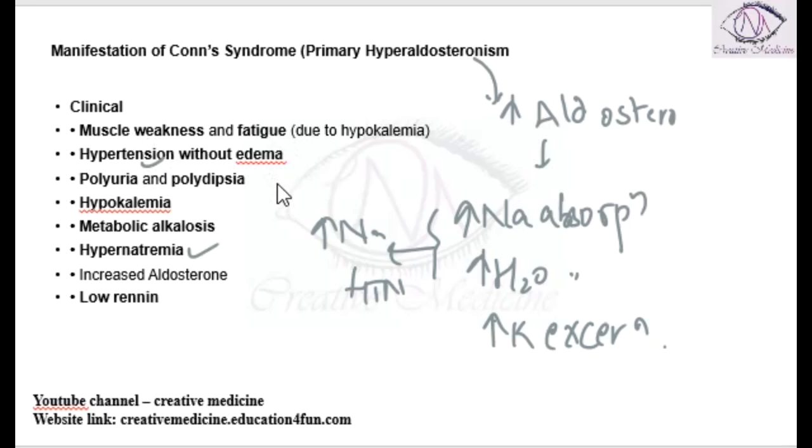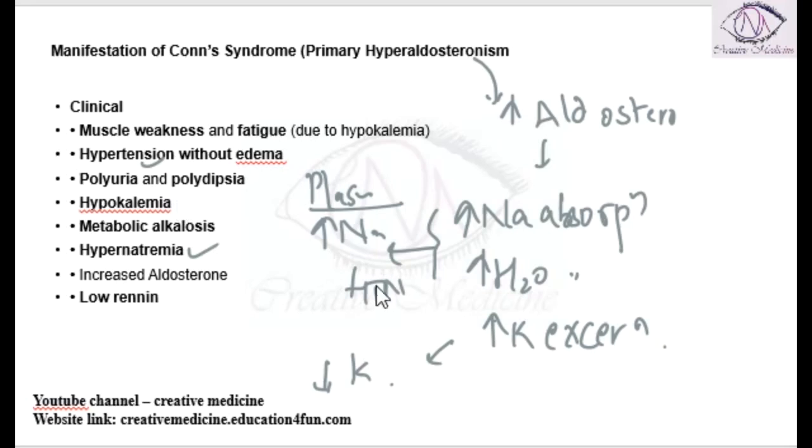There is no edema because of the compensatory effect of the kidney, and increased potassium excretion will decrease the plasma potassium levels. Okay, there will be hypokalemia. This hypokalemia will result in muscle weakness and fatigue.